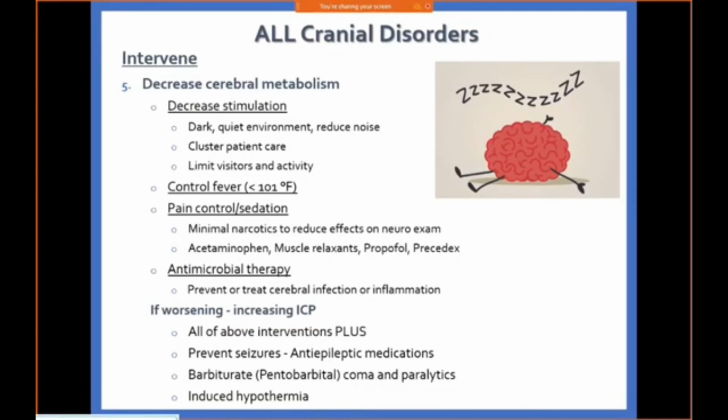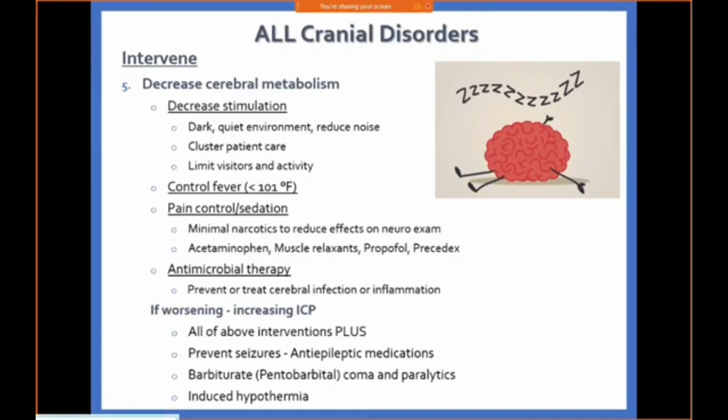So dark, quiet environment. This includes the hospital. Neuro units are usually left kind of dark, kind of quiet. Reduced visitors. Cluster your patient care. You don't want to be having the lights on and in the room all day, all night. The brain will continue firing. If it's getting stimulated, it's firing, and that can cause more swelling in the brain. So we want to decrease stimulation, keep the fever down, decrease the metabolism for the brain.